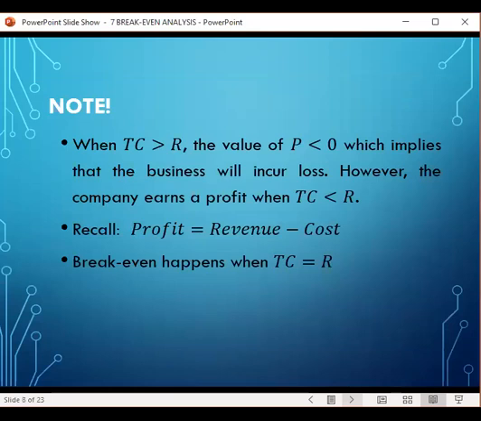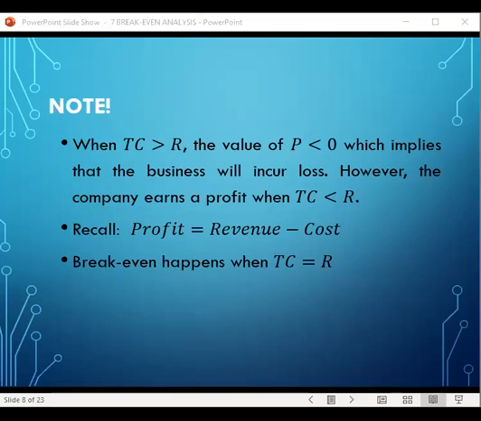Okay, take note that when the total cost is greater than the revenue, then the profit will be negative. So if the profit is negative, it means there is a loss. But if the total cost is less than the revenue, the profit would be positive, and obviously, there is a profit. You will gain in that certain situation.